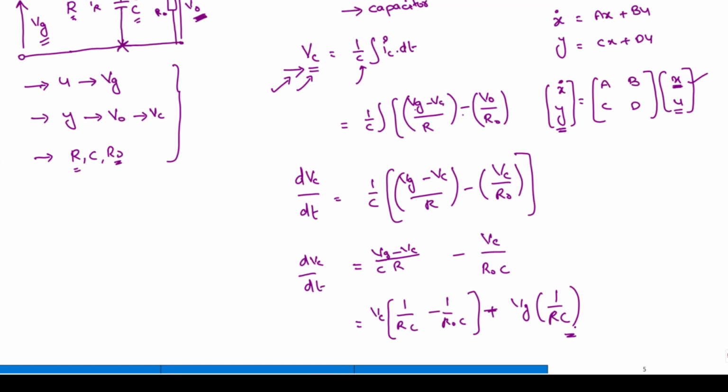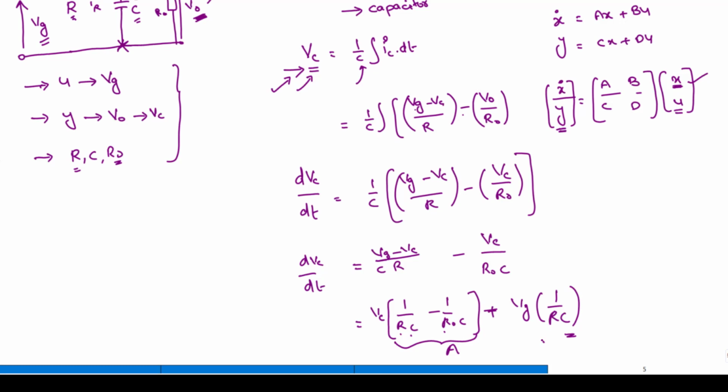Now, this is in the form of x dot is equal to Ax plus Bu. Where A is the state information. You can observe carefully, all the elements R, C, R naught, whatever the elements are, are there in the A matrix. That is the reason why it is called the state matrix.